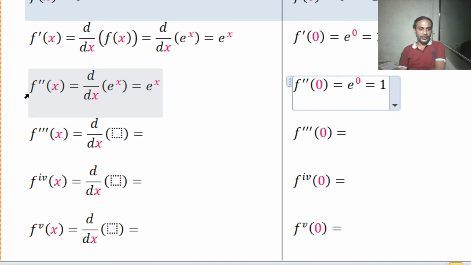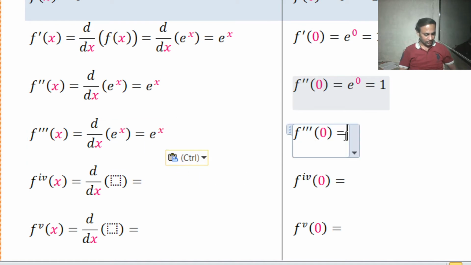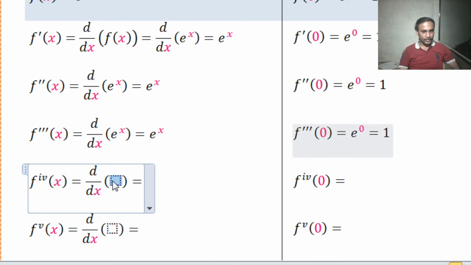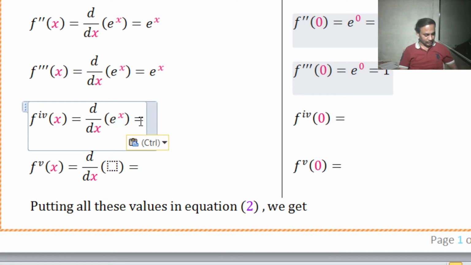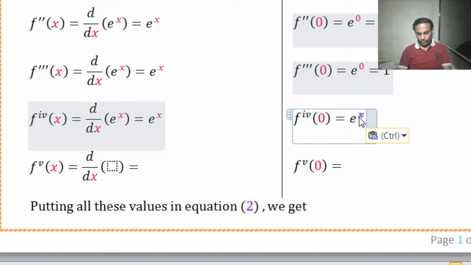Now continuously we are finding such type of derivative of the exponential function, and again we are getting same function. So after third derivative and then putting x is equal to 0 we get 1, and in fourth derivative again derivative of e raised to x is e raised to x, and after putting x is equal to 0 we are getting e raised to 0, and e raised to 0 is 1.